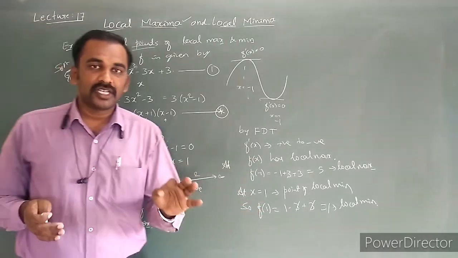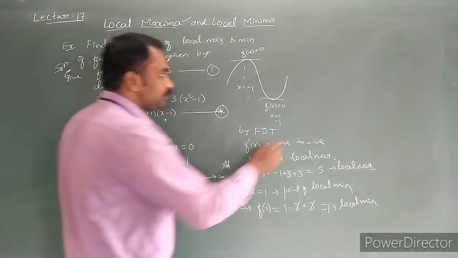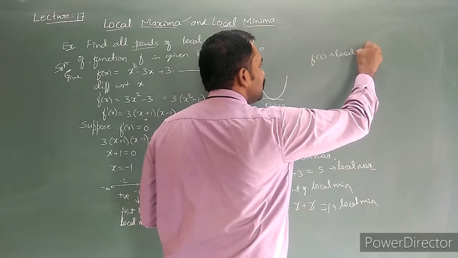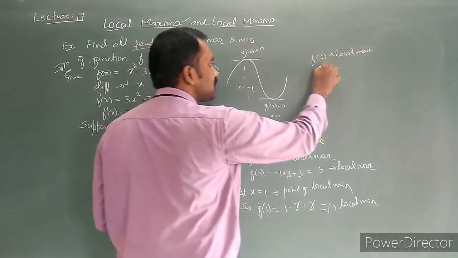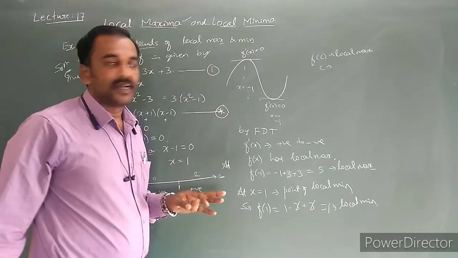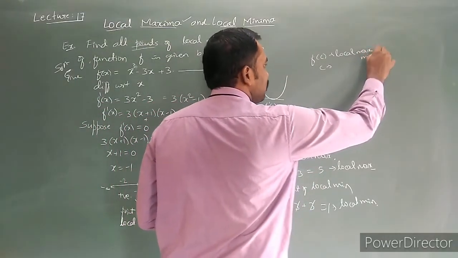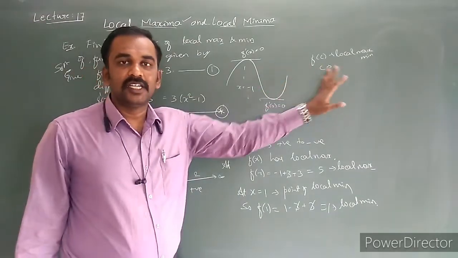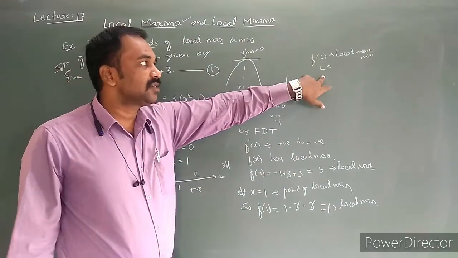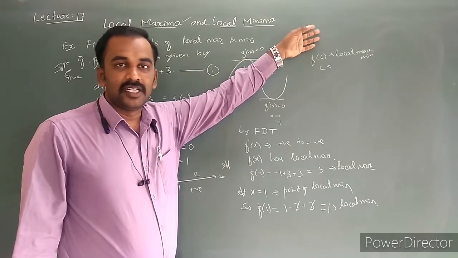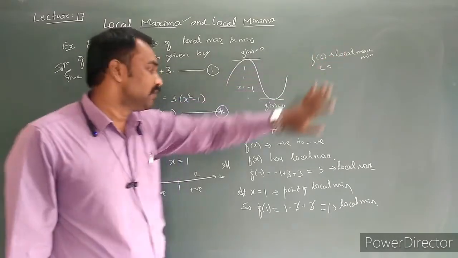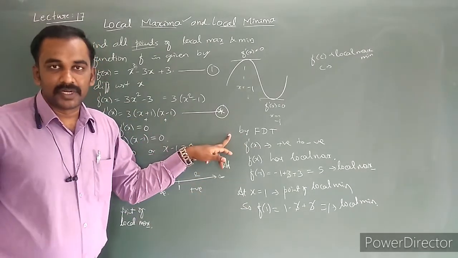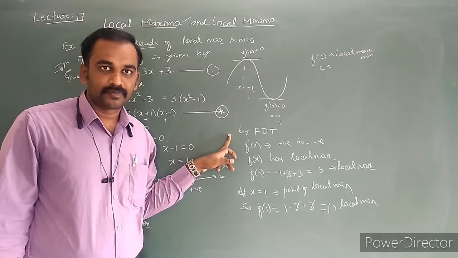Here, instead of writing the interval, we have to write the points of local maximum and local minimum. And one more thing to remember: if f of c is the local maximum value, then c must be the point of local maximum. If f of c is the local minimum value, then c is the point of local minimum. Very important point. And vice versa, if c is the point of local minimum, then f of c is the local minimum value. This is how we solve the problems using the first derivative test.